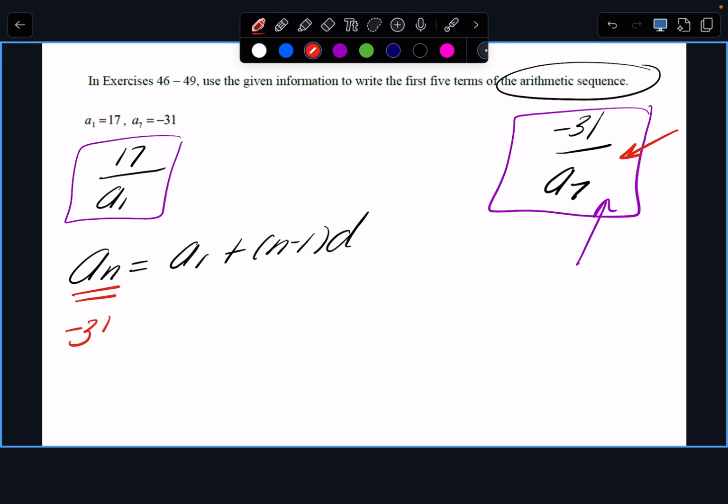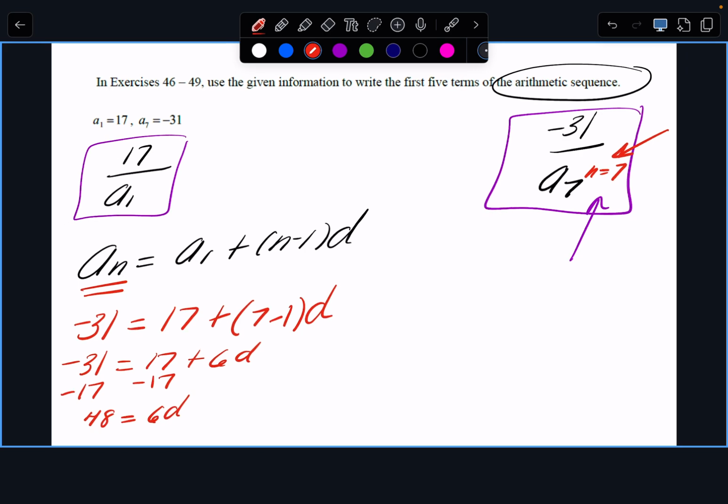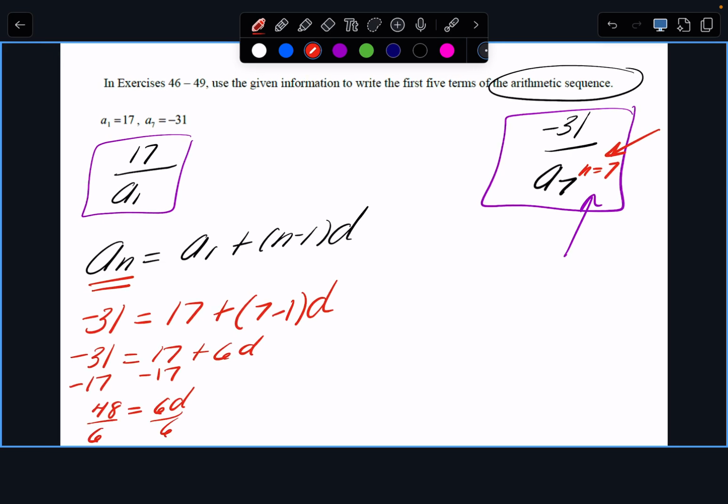What is a sub n then? 7. Negative 31. Yeah. A sub 1 is 17 plus, do we know n here? It's 7. So 7 minus 1 times d. See? Only one unknown. Negative 31 equals 17 plus 6d. So you'll subtract 17. Negative 48 equals 6d. So aren't we getting negative 8 equals d? So now we can answer it.